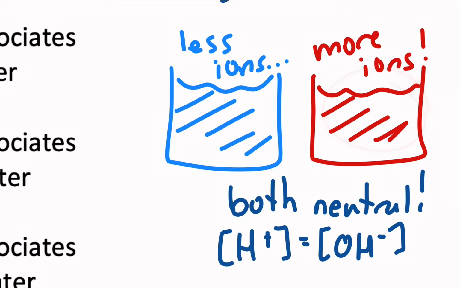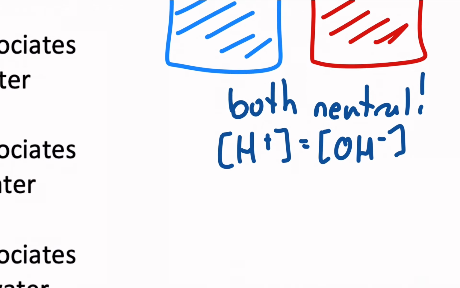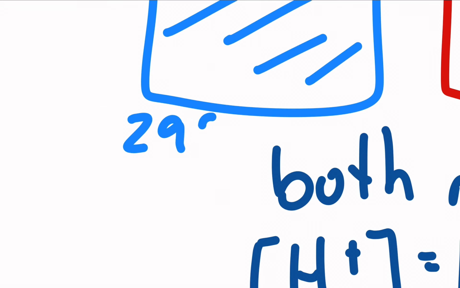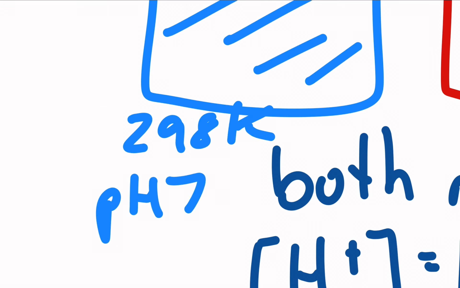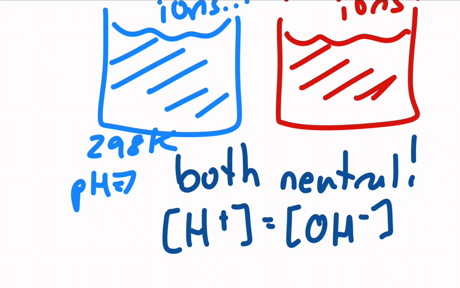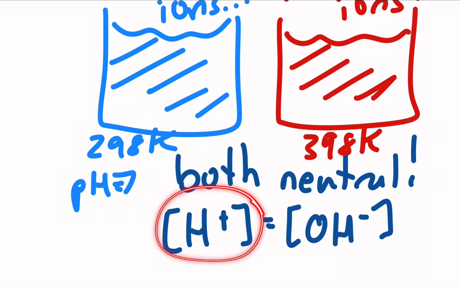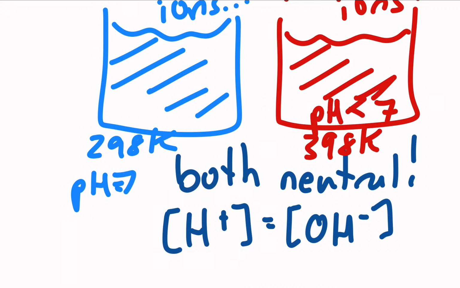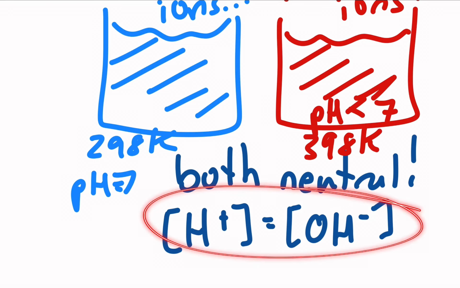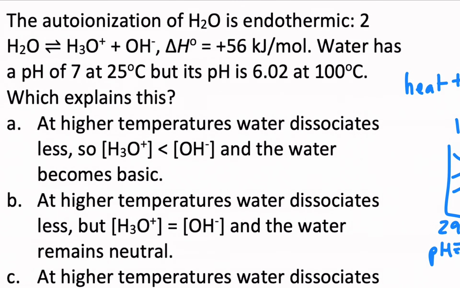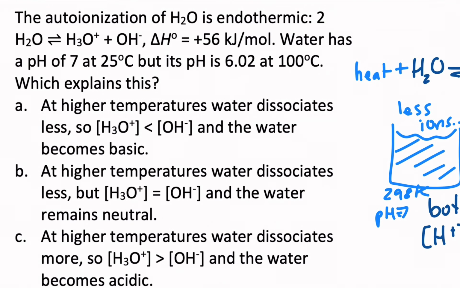It's just more dissociated. That means the concentrations are different individually. So maybe at 298 Kelvin, let's say our cold one is 298 Kelvin, your pH is 7. If you have hot water, let's say 398 Kelvin, it's more concentrated in H+. That actually means your pH is going to be less than 7, but that does not mean it's not still neutral. It's still neutral, you just have more ions present than before. They talk about this concept a lot, but it's important to remember that that's true.